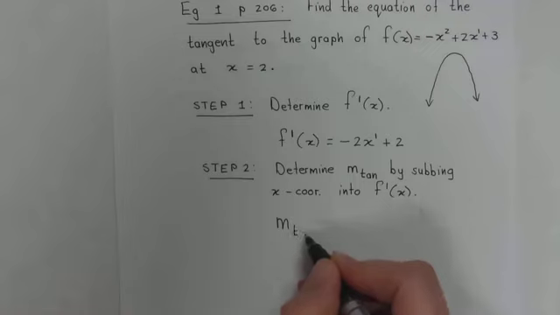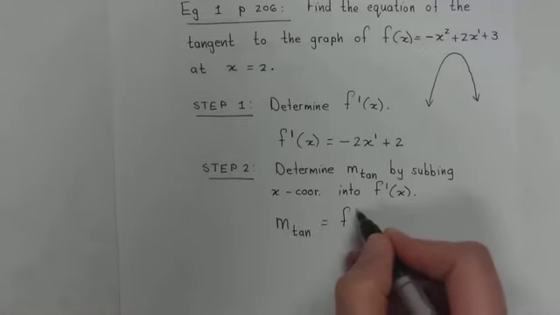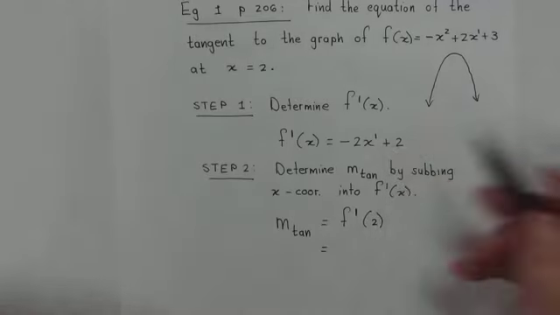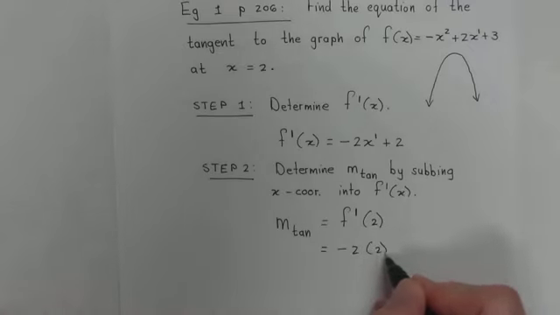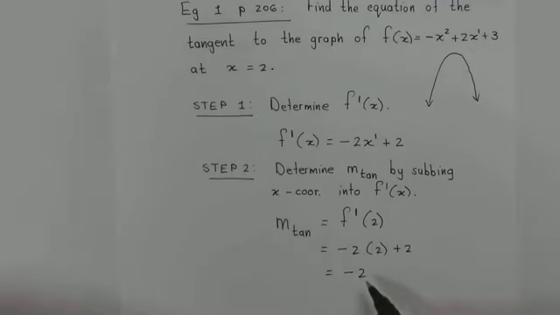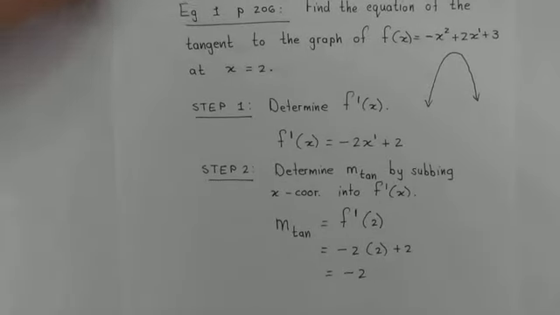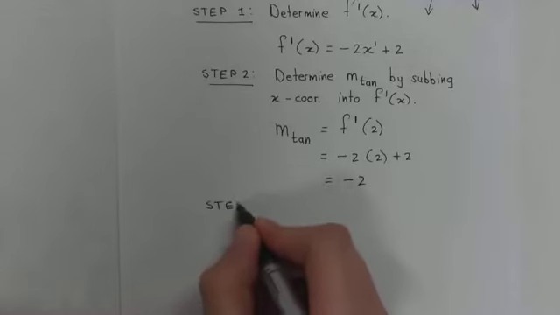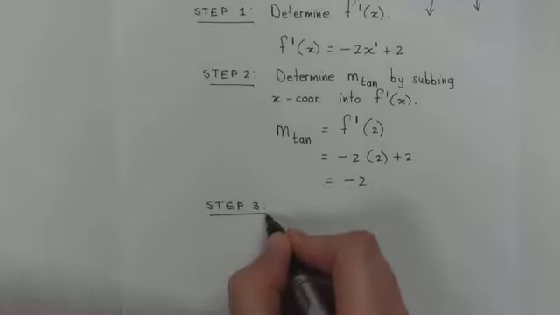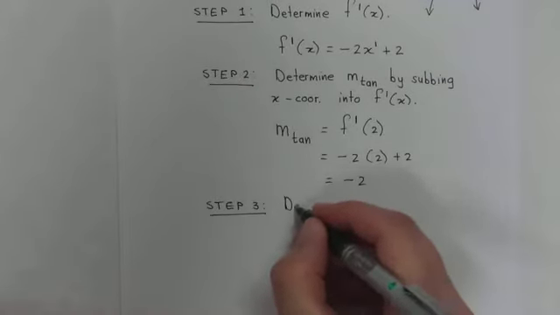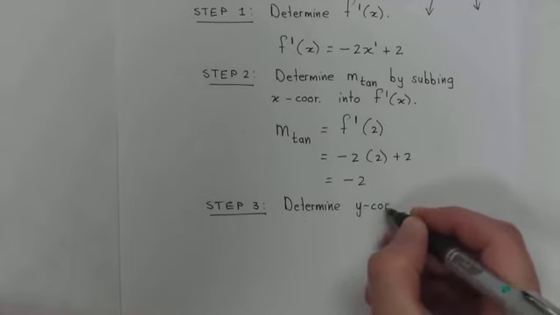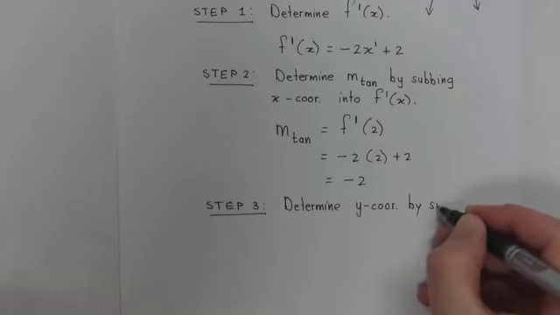So the gradient of the tangent, where x is equal to 2, is the first derivative where x is equal to 2. So I can then just sub that 2 into my first derivative, saying it's minus 2 times 2 plus 2. And that's going to give me minus 4 plus 2, so it's minus 2. And that, people, is the gradient of my tangent. Now I'm almost done, because step 3 means I need to now find the y coordinate of the point of contact. So I'm going to say determine the y coordinate of that point of contact by subbing the x coordinate.